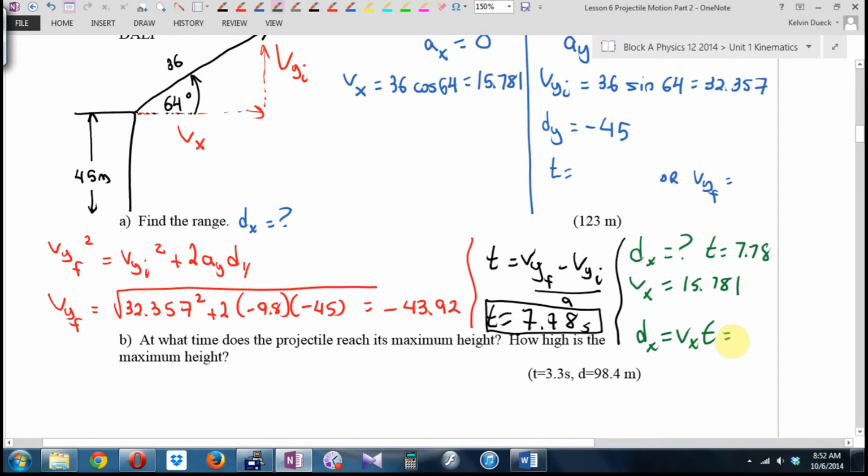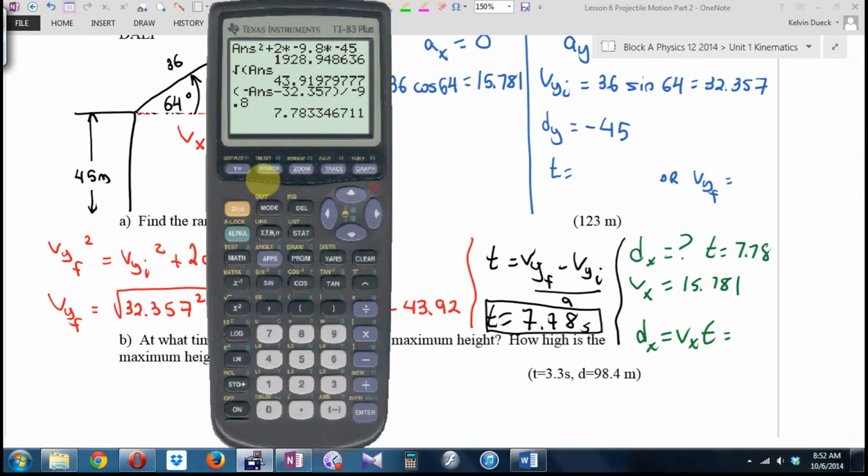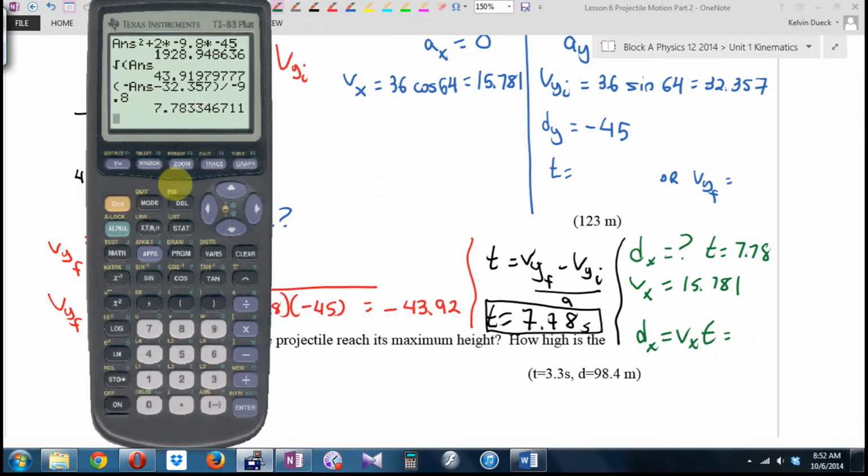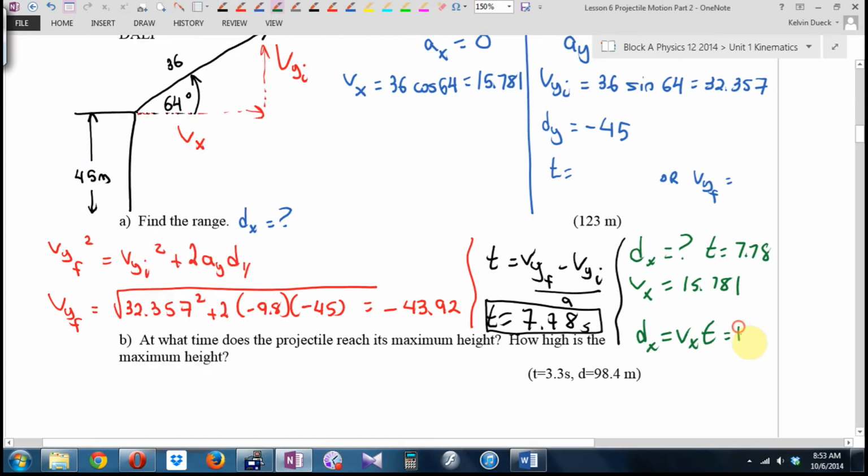Normally I'd show my work more, but Mr. Dueck really needs to respace, and I will next year. So flunk this course, and this will be an entire page worth of space next year. Note to self. Vx was 15.781 times time, which was still stored on my calculator, thankfully, so I'll use my answer button. And we end up with a range of 123, which is what I did say in brackets there was the answer. So, woohoo!